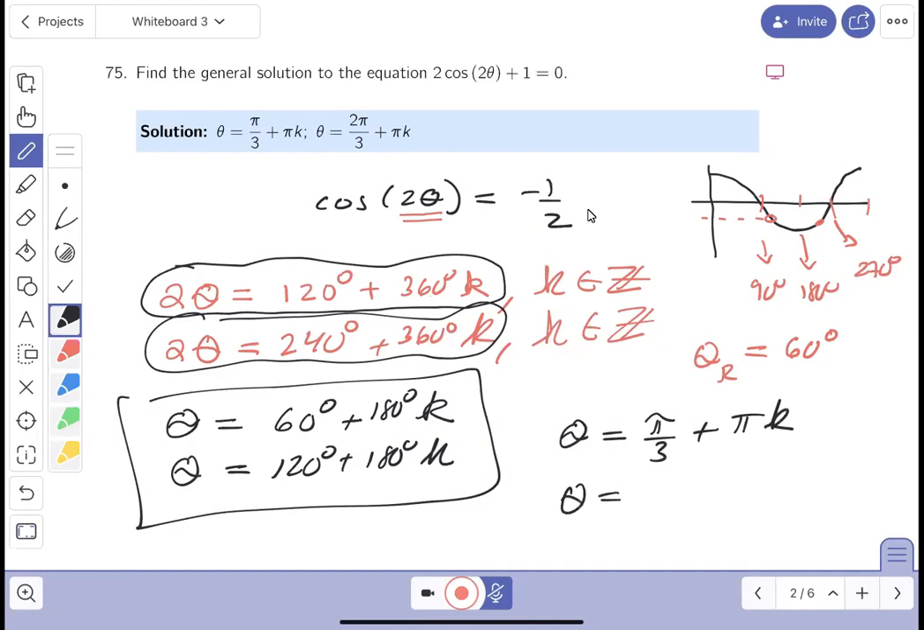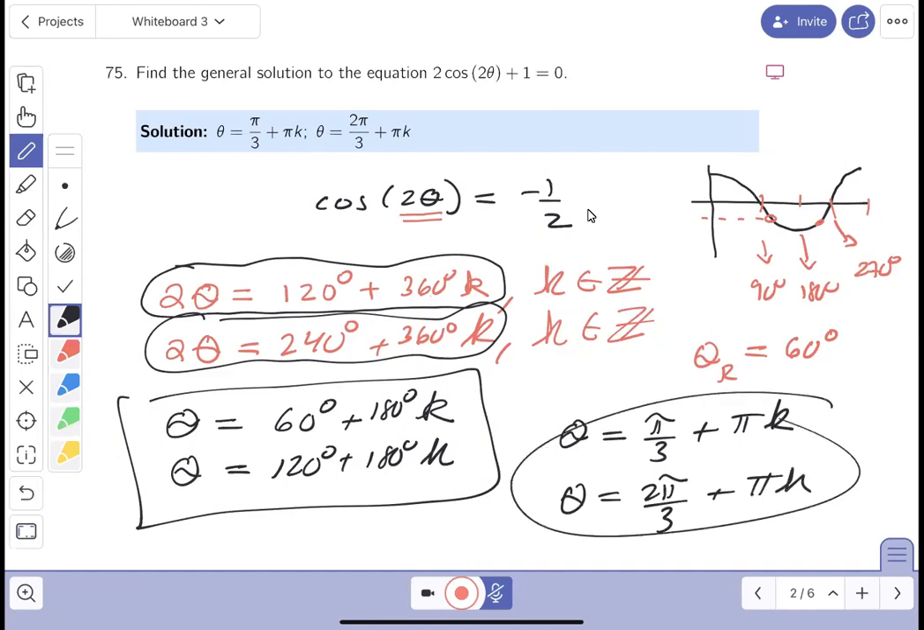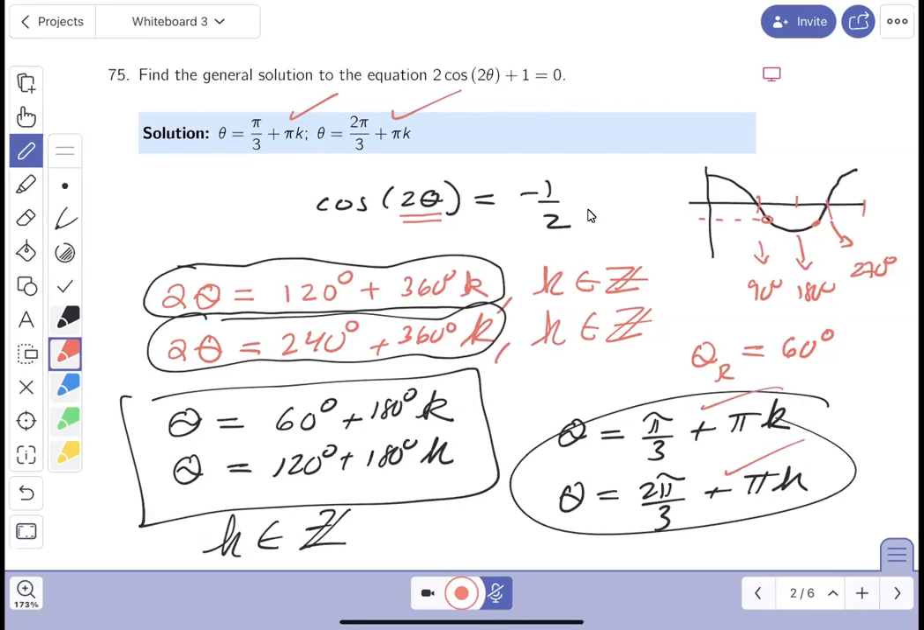Let's do the other one. Well, this is 2 times 60, which is 2 pi over 3 plus pi k. Again, I want to point out the understanding is k is any integer in the universe, right? 0, 1, 2, minus 1, minus 2, yada, yada, yada. Let's look at the answer to see if we got it right. Great news.